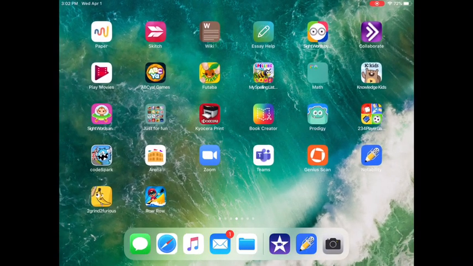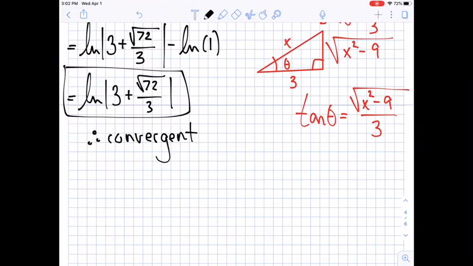Next time we'll take a look at another type 2 improper integral.